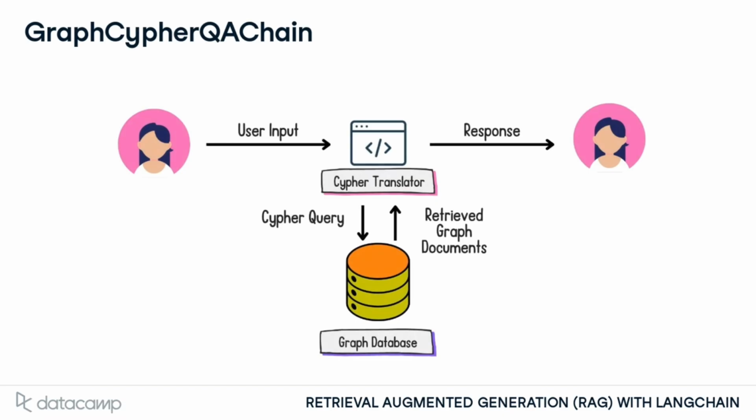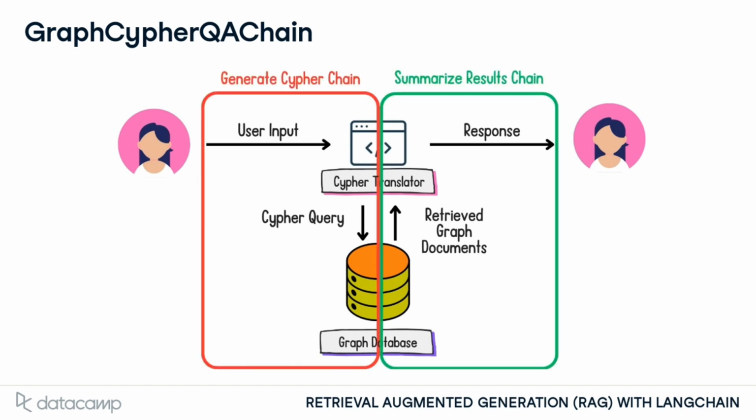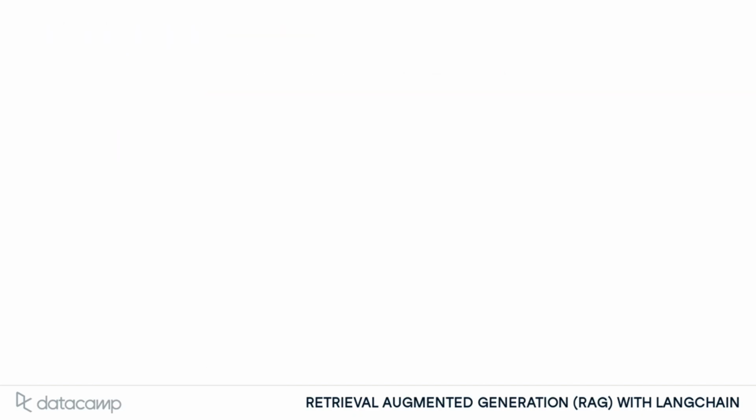LangChain provides a graph Cypher QA chain class that performs this translation for us. The user submits a natural language input, it gets translated into a Cypher query, and the generated Cypher is used to query the Neo4j database. Finally, the results obtained from the Neo4j database query are converted back into natural language for the user. This graph Cypher QA chain is really two sequential chains under the hood: a generate Cypher chain to generate the Cypher query, and a summarize results chain to return the natural language response.